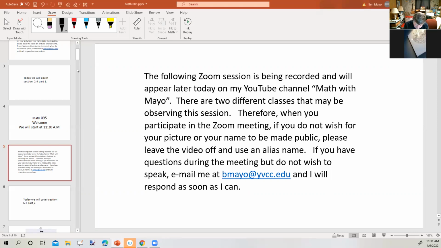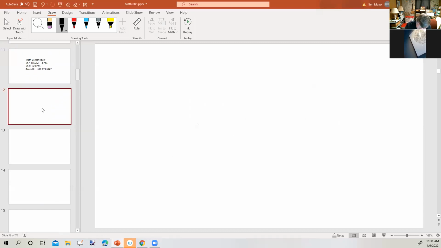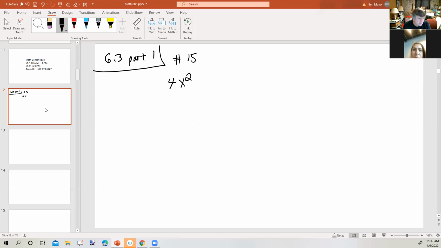Alrighty, so I had a request from a student for some problems. So we're going to take a look. This is from 6.3 part 1 from yesterday, and we're going to start out with number 15. It says, factor the polynomial completely. If the expression is not factorable using integers, enter prime. All right, and the polynomial is 4x squared minus 17x plus 15.